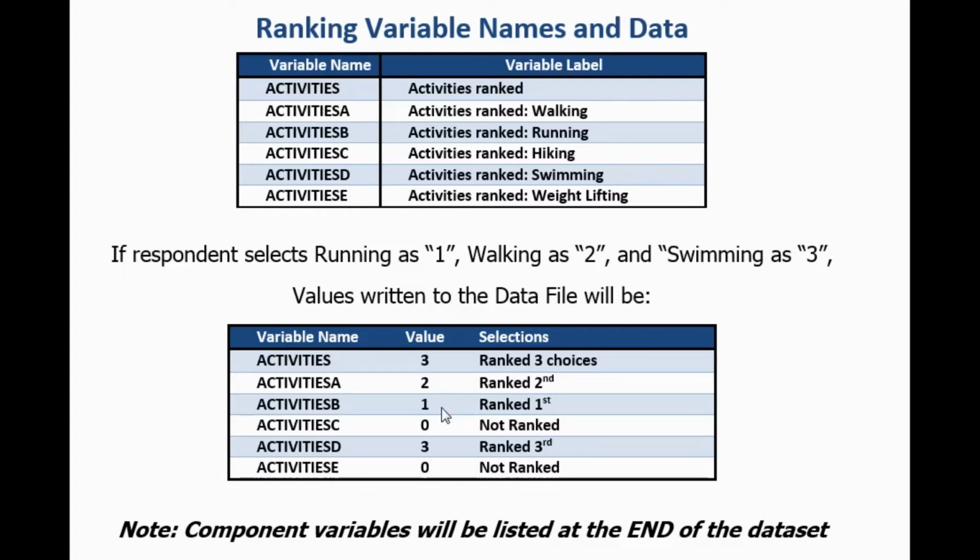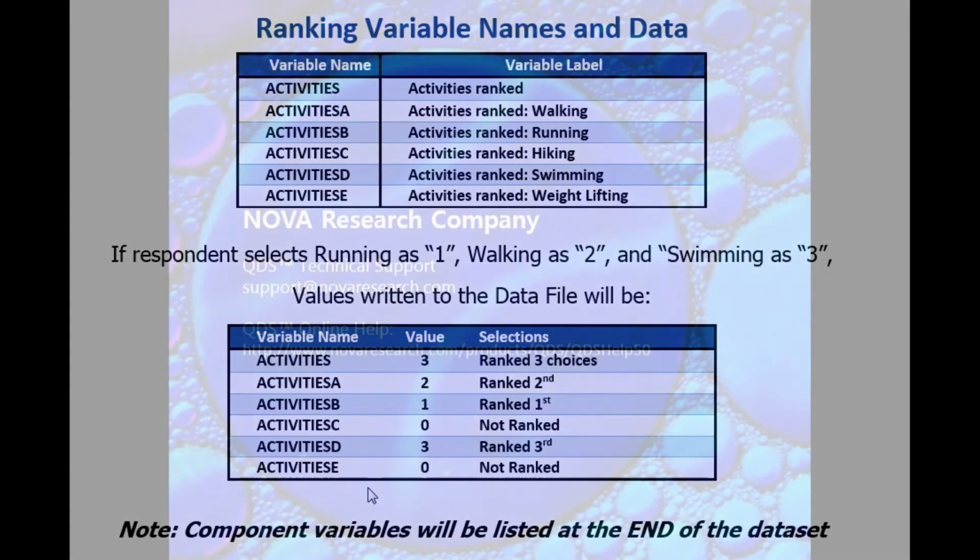Our first choice will have a value of 1. That was the running. And then our second choice, walking, will have a value of 2. And our third choice that was ranked third will be swimming with a value of 3. Any choices that you did not rank will have a value of 0. Again, similar to check each type responses, component variables, that is activities A through activities E choices, will be listed at the end of your data set.